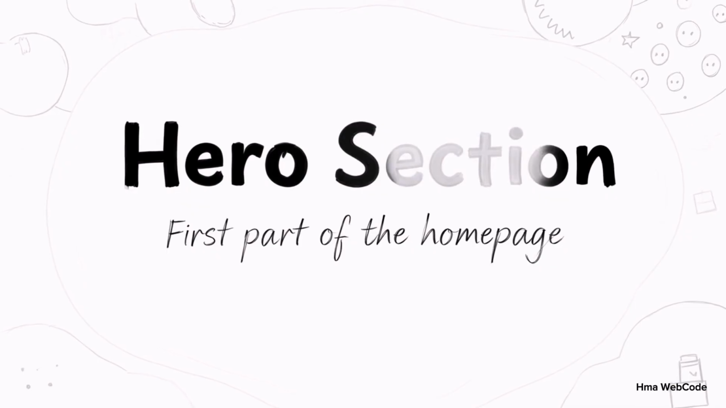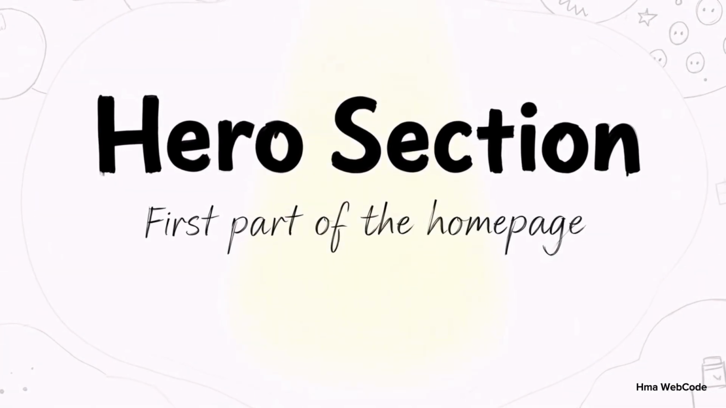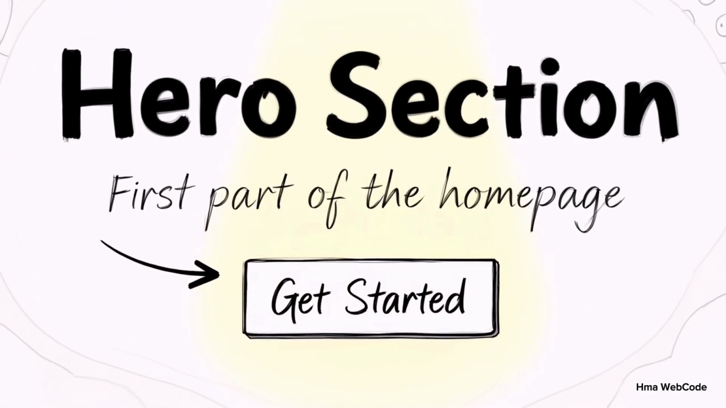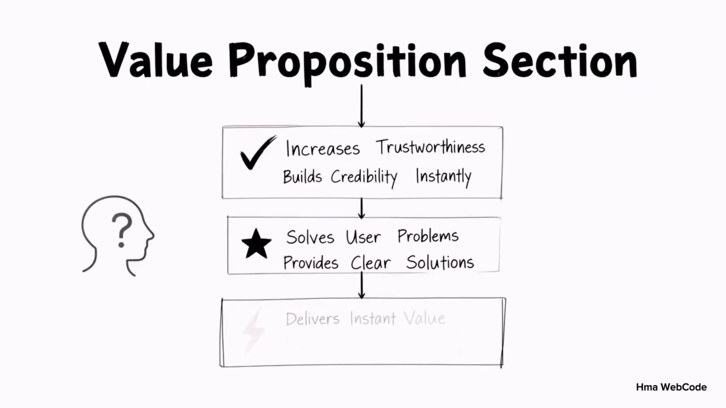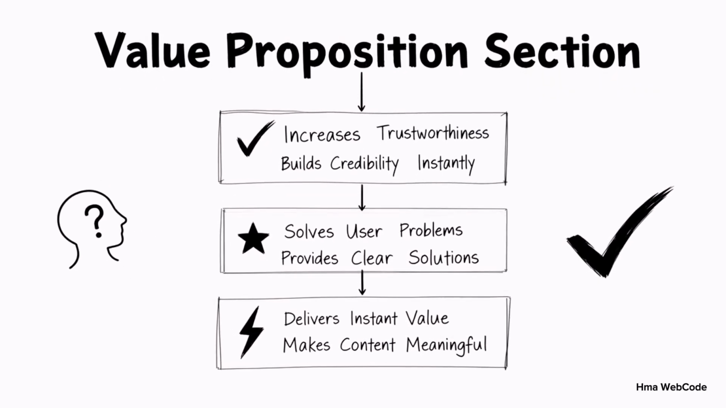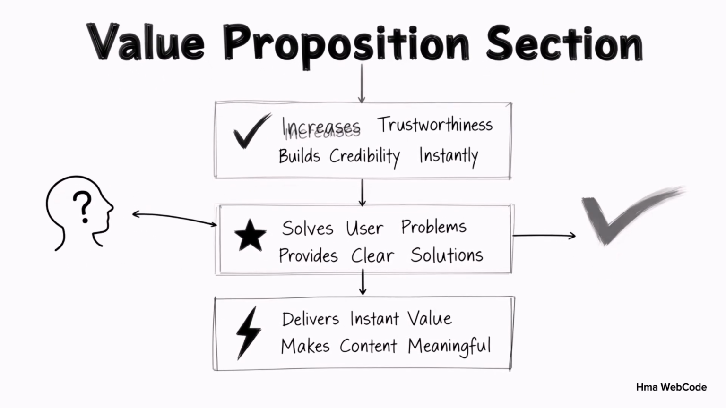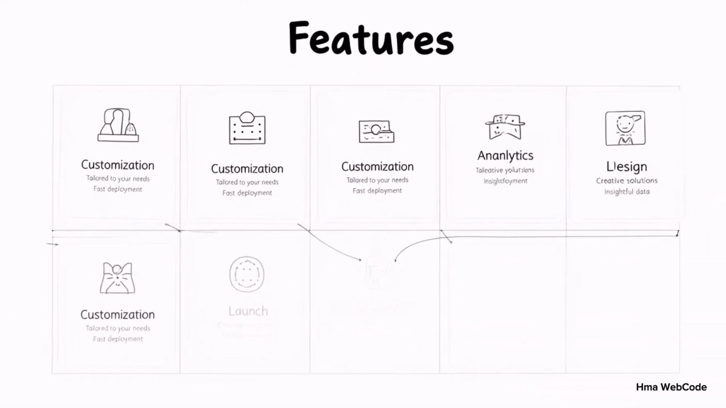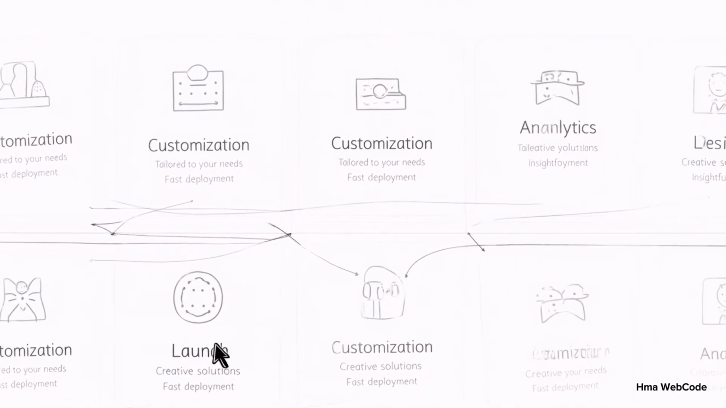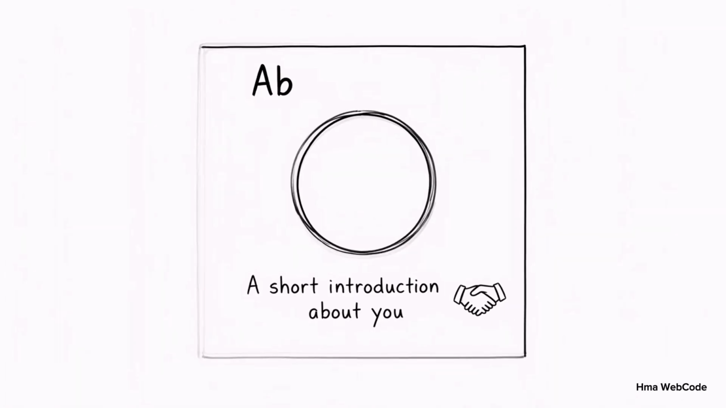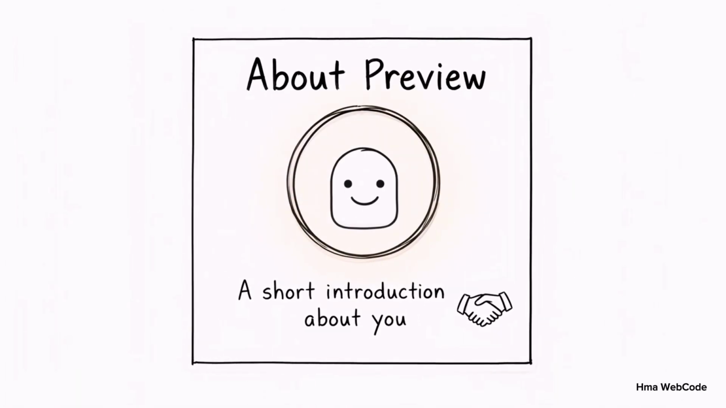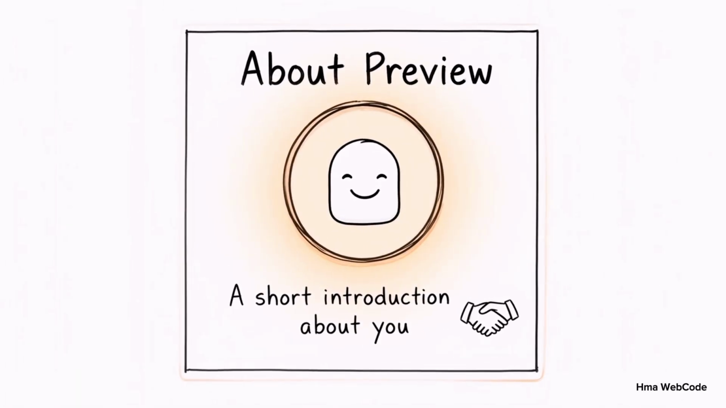Hero section is the first part of a homepage, showing headline, subheadline, and button that instantly grabs attention and explains purpose clearly. Value proposition section explains why users should choose you, showing benefits, solving problems, and making your website more trustworthy and meaningful instantly. Features section displays your services or offerings in organized cards, helping users quickly understand what you provide and how it benefits them clearly. About preview section gives a short introduction about who you are, helping users connect with your story and build trust quickly and easily.